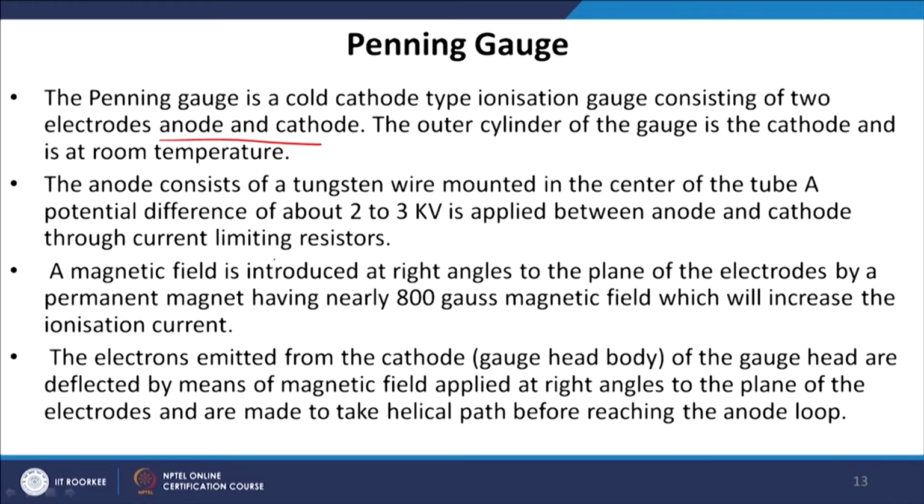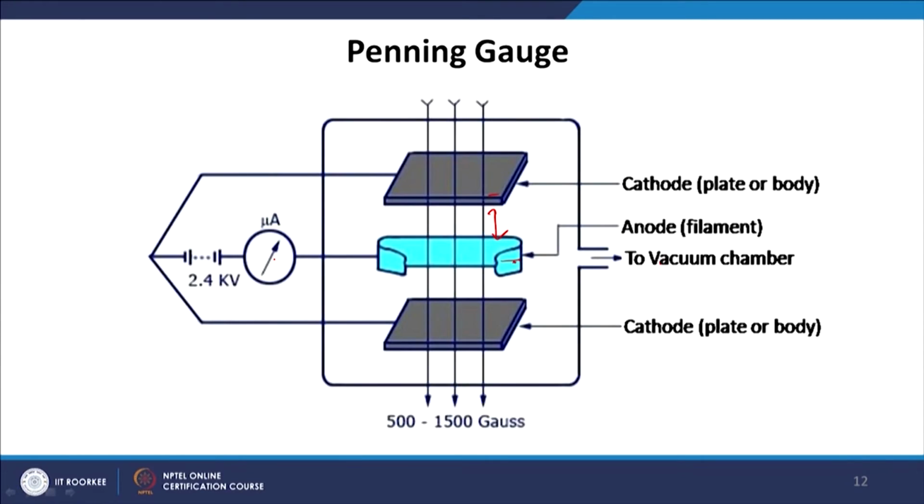A magnetic field is introduced at right angles to the plane of the electrodes by a permanent magnet having nearly 800 Gauss magnetic field, which will increase the ionization current. Again, go back to the previous picture. You see this arrow, which is the direction of the magnetic field applied perpendicular to the plane of the cathode and anode, and the value can change from 500 to 1500 Gauss. And what is the reason behind putting the magnetic field? Just to increase the ionization current.